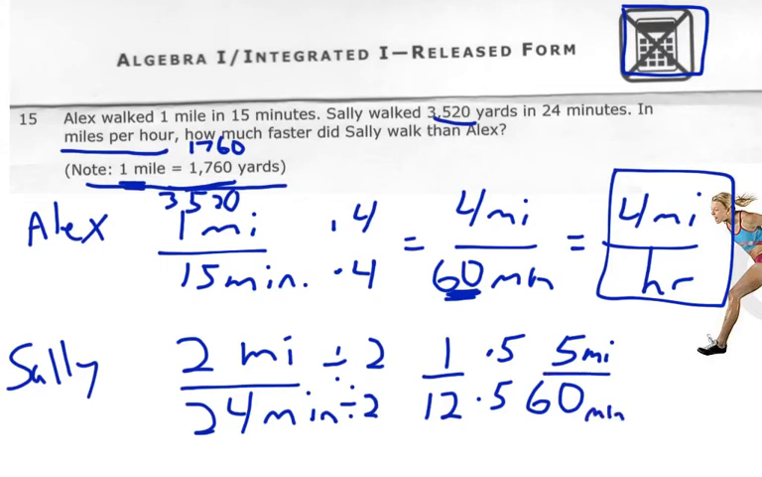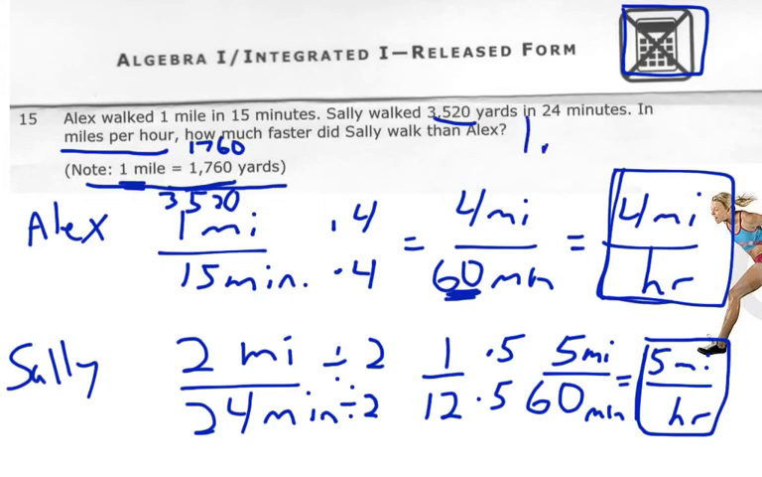And now I know that's 5 miles in 1 hour. So now I have Sally's speed. So Sally was booking it. She was definitely running faster than Alex. And by how much? Well, let's just do 5 miles per hour minus 4 miles per hour, and it would be 1 mile per hour. Way to go, Sally.